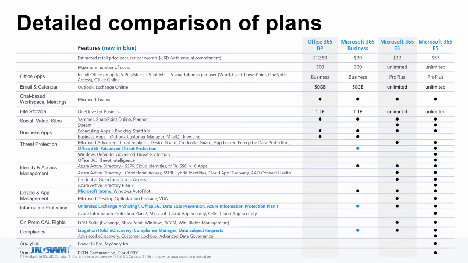Firstly, the plan comparison slide. In here, we've included Office 365 Business Premium compared to the Microsoft 365 Business, E3 and E5 SKUs. You can see the new updates in blue, and the pricing that we featured here is US pricing for reference, but what you can do is you can obtain your pricing directly from Ingram.